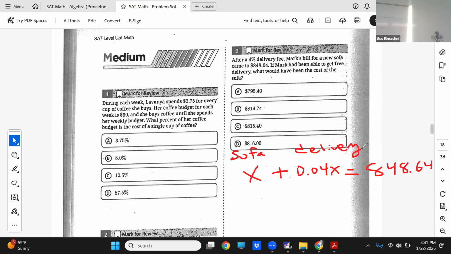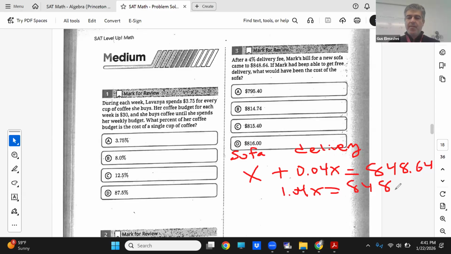Yeah, so the sofa plus the delivery fee. And why am I doing 0.04x? Because your total is the sofa plus 4%. So wouldn't it just be 1.04x? Yes, that's what I was saying. Good. 1.04x. Combine them.